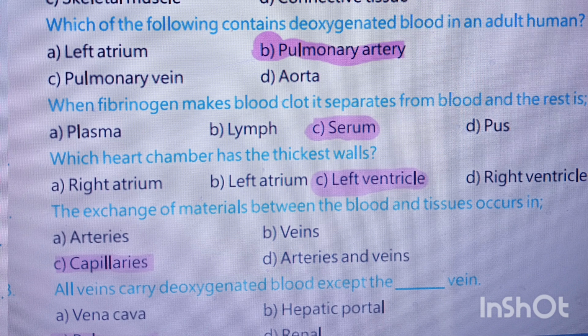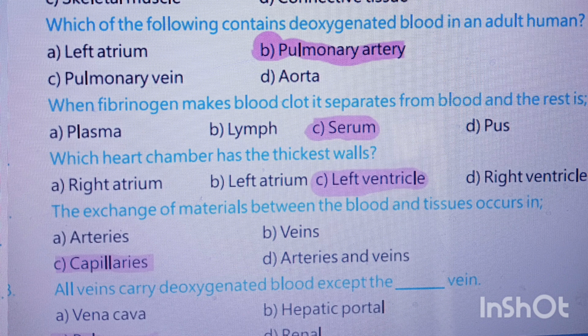The next one is, when fibrinogen makes a blood clot, it separates from the blood, and what remains? When fibrinogen forms a blood clot and separates from the blood, what is left behind? So, the correct option for this is option number C, serum.